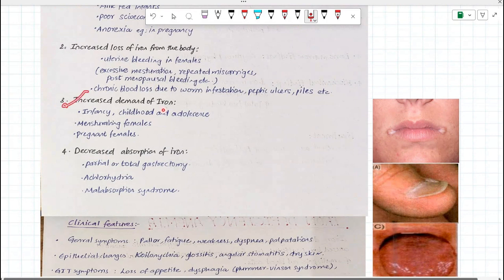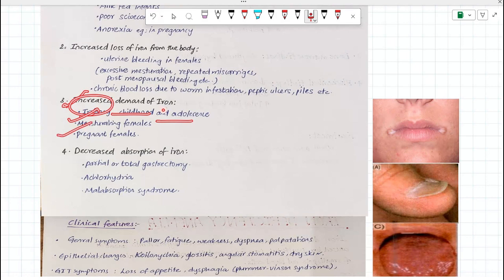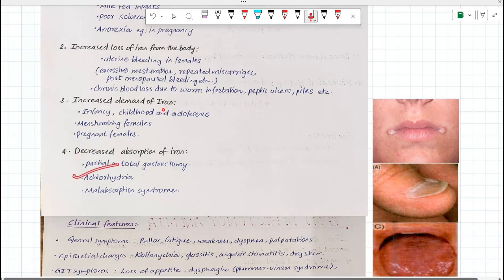And the third one is increased demand of iron. Increased demand of iron is seen in infancy, childhood and adolescence, and even in menstruating females and pregnant females. And the fourth one is decreased absorption of iron. Decreased absorption of iron is seen in partial or total gastrectomy, achlorhydria, or any malabsorption syndrome.